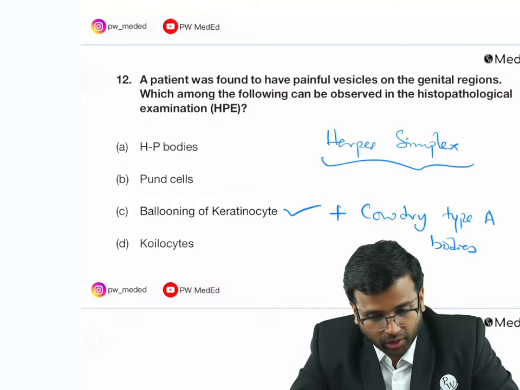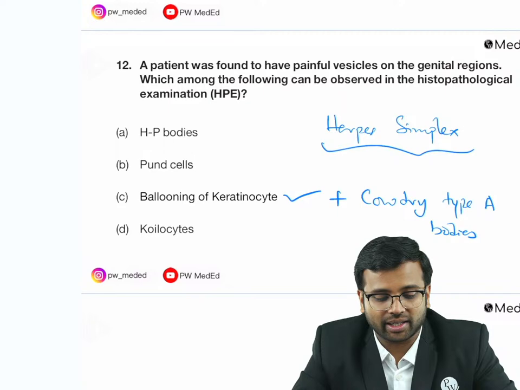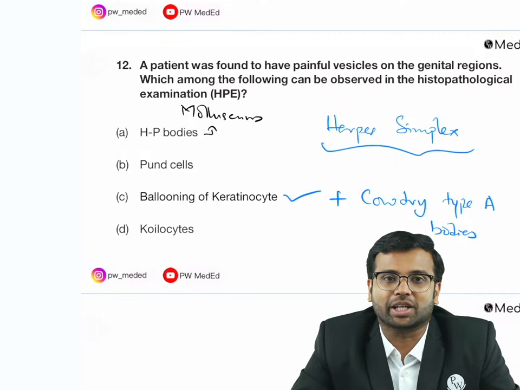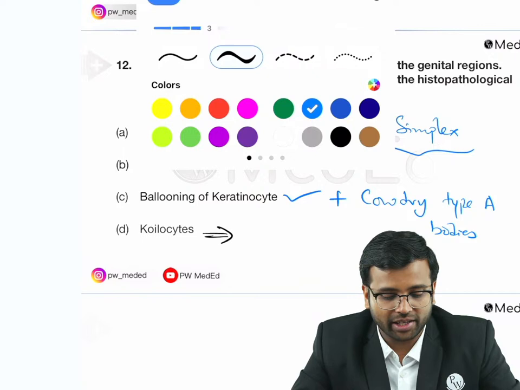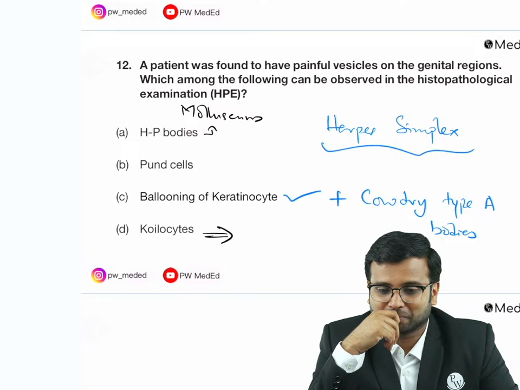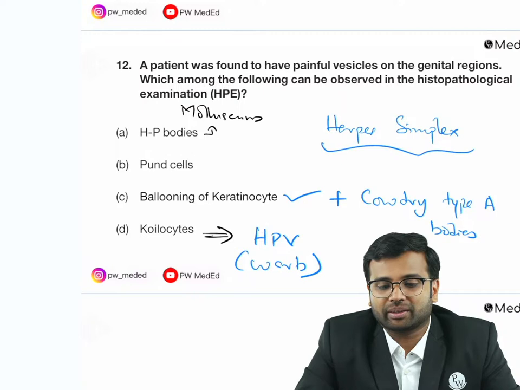Fine. Very good. Now, can somebody tell me where do you find Henderson-Patterson bodies? Like option A, where do you find Henderson-Patterson bodies? Who can answer? So this can be seen in molluscum contagiosum. And where do you see coilocytes? I'll give you a hint. Coilocytes are seen in another viral infection. Yes, coilocytes are typically seen in human papilloma virus infection or warts. Fine. So coilocytes are seen in warts.